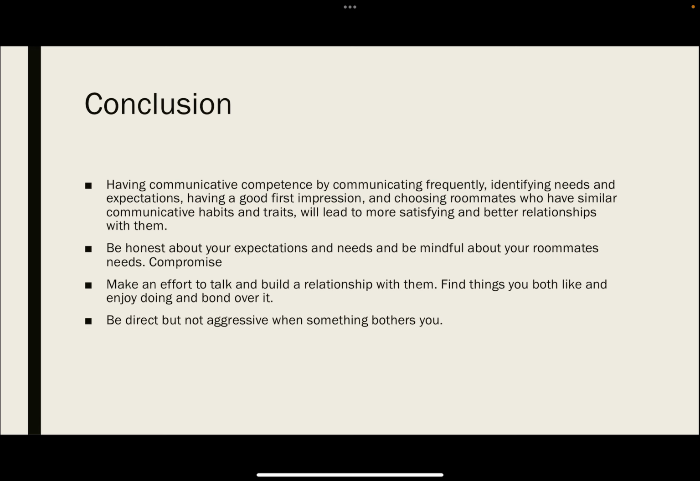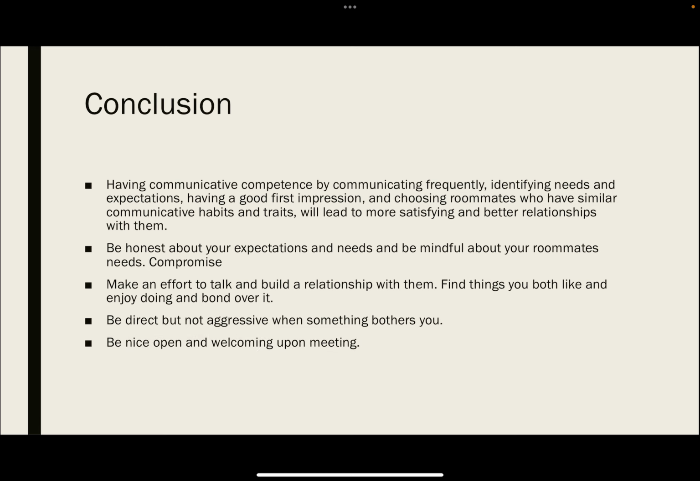Be direct but not aggressive when something bothers you. It is important to maintain healthy communication and let your roommate or whoever you live with know what is bothering you in a healthy and not aggressive way to ensure that everyone is happy.